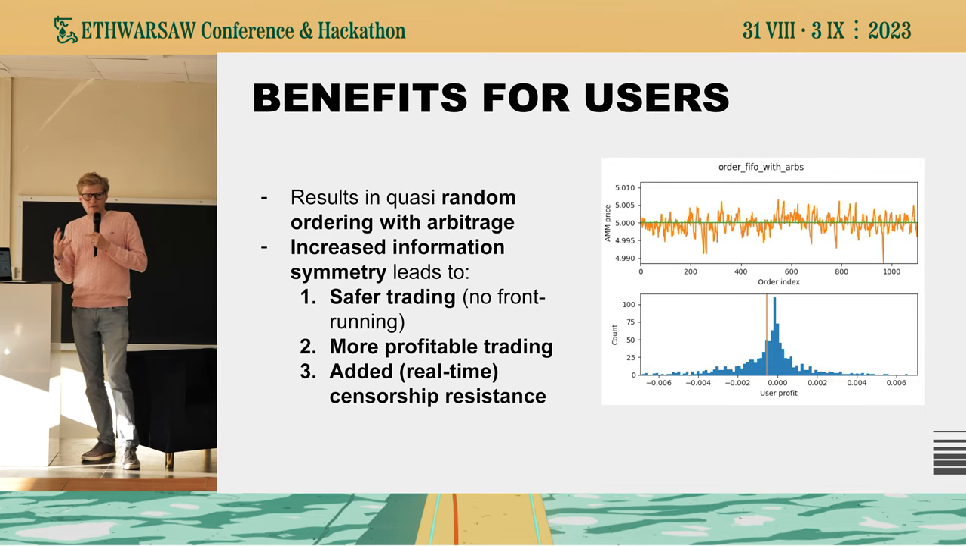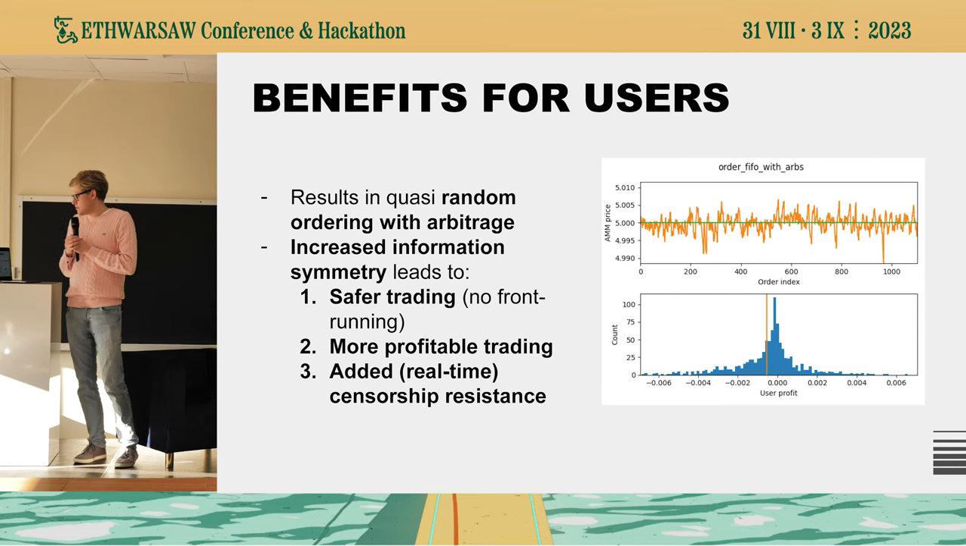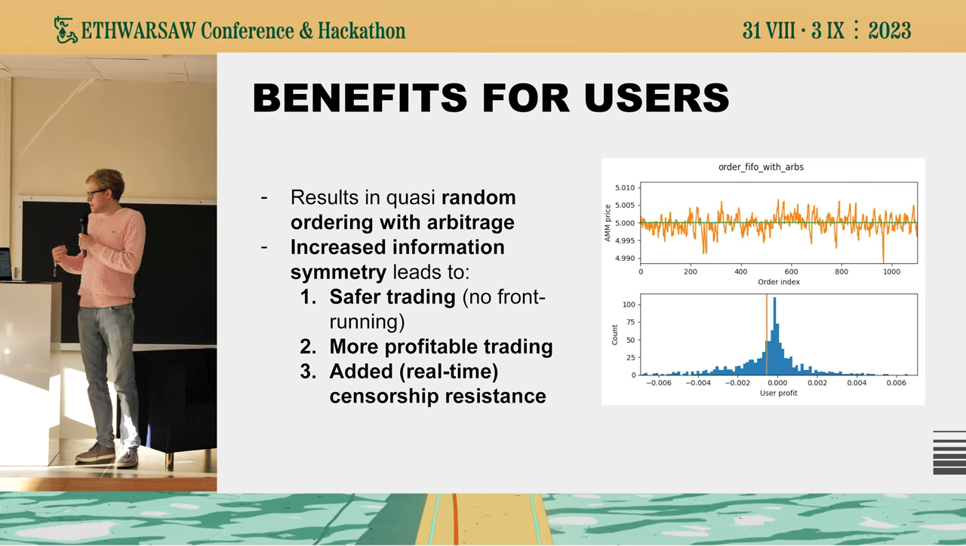But if we do this, if we encrypt the mempool, then the sequencer or block producer can't see what's in transactions and can't front run, and we think this results in this quasi-random ordering with arbitrage. As I said before, this is probably the most attractive strategy. Generally speaking, this increased information symmetry leads to direct benefits for users of safer trading, no front running. If you get front run less, you also get better prices, so you have a more profitable trading experience. And we're adding real-time censorship resistance because if you don't know what you're committing to, you can't censor based on the content of the transactions.